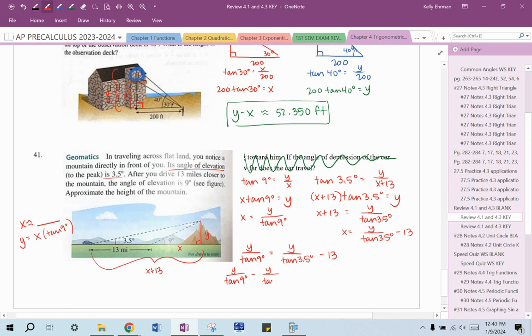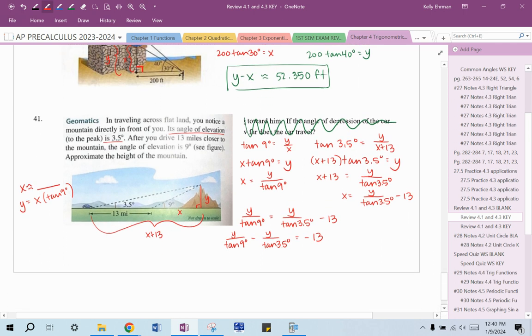y over tangent of 3.5. Subtract that to the left side. It's equal to negative 13. And then I need to factor out the y. So I would be doing all of these steps if I would have back here set the two y equations equal to each other. So I factored out a y. And then y is equal to negative 13 divided by the parentheses.